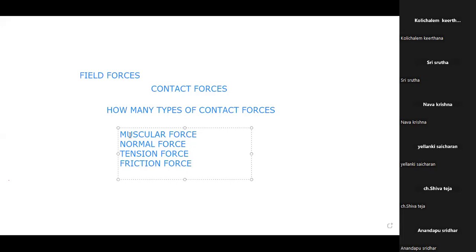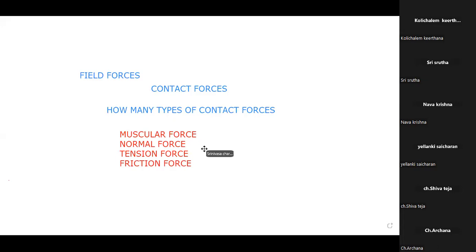You see, I wrote all the contact forces on the screen. The contact forces are muscular force, normal force, tension force, frictional force. I hope in all the schools the first chapter has already been completed long back, three or four months ago. Once again, I am repeating all these things. These are the most important things. But the question does not pose it directly in the examinations. The questions will be posed in another form, meaning the actions will be given.